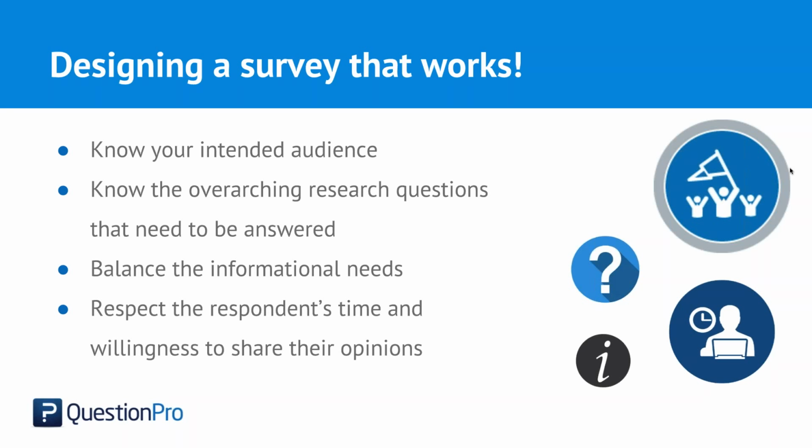On the other side of that coin, we need to know what our overarching research questions are that need to be answered. Again, this might be the sales manager that comes to you and says our sales are down. This might be the customer service manager that is seeing their CSAT scores, if you will, decline over time. So we need to have an idea of what those overarching research questions are. And lastly, we need to be able to take those two sometimes competing needs and balance them out in an effective survey. And an effective survey truly does that.